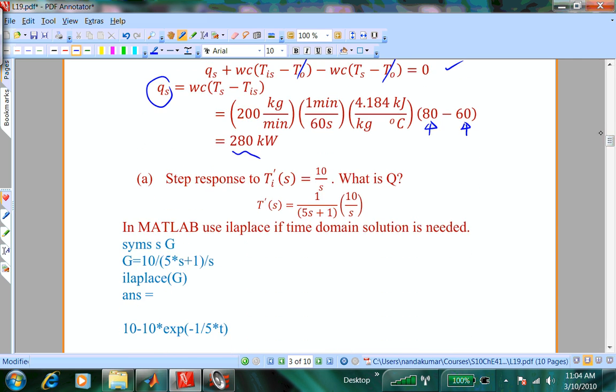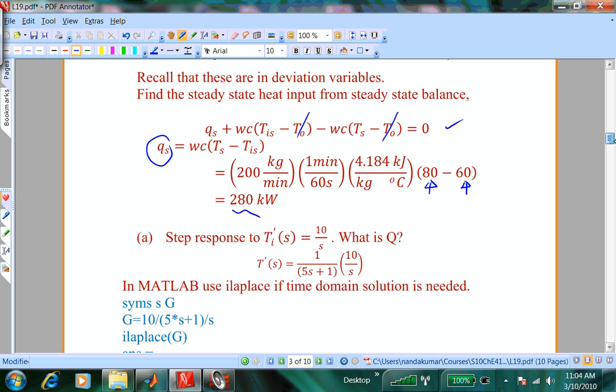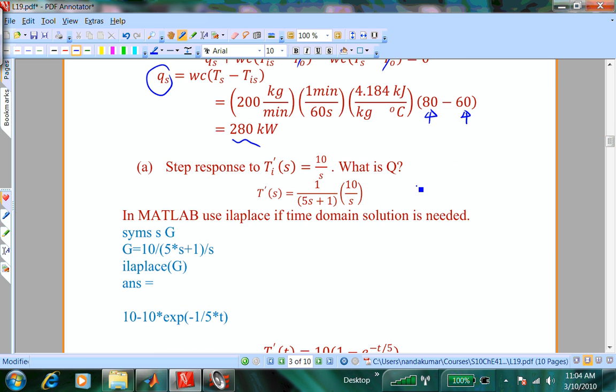Now the first question is, what is the step response to Ti prime when I have an increase of 10 degrees from 60 to 70 degrees? And there is no change in Q prime. So go back to this transfer function that you have here. This block is not effective for part A. This block is not effective. So changing only Ti prime. So for part A, it is only Ti prime.